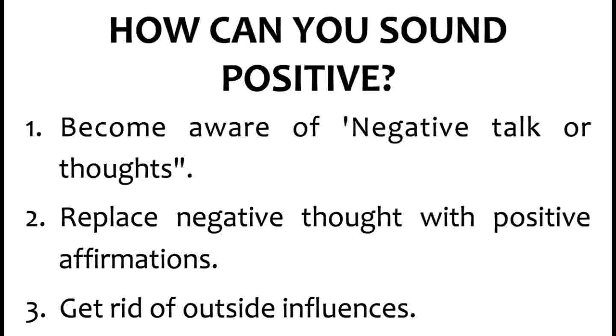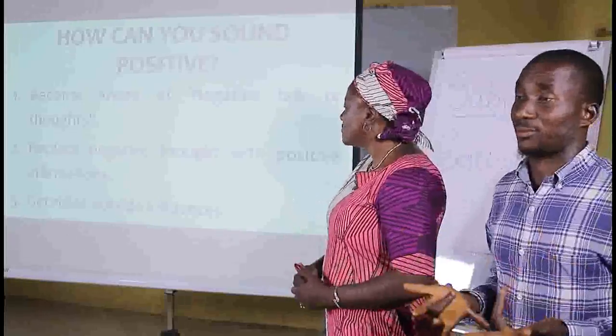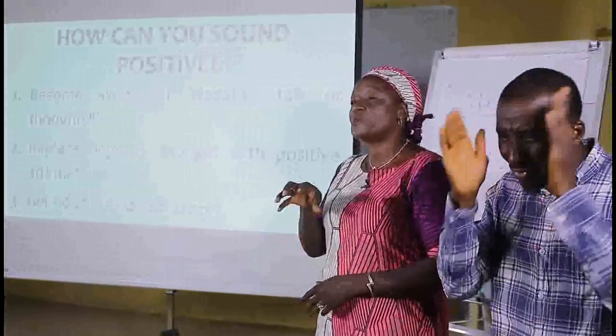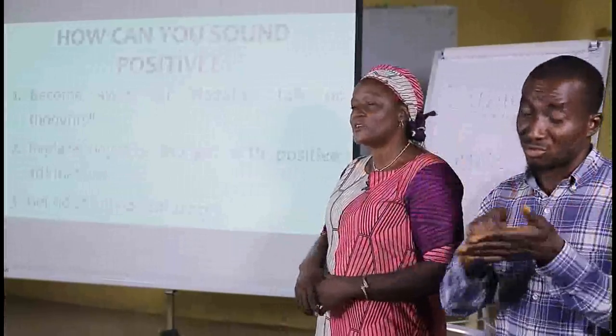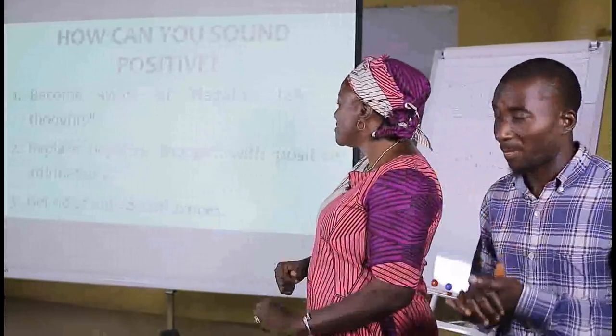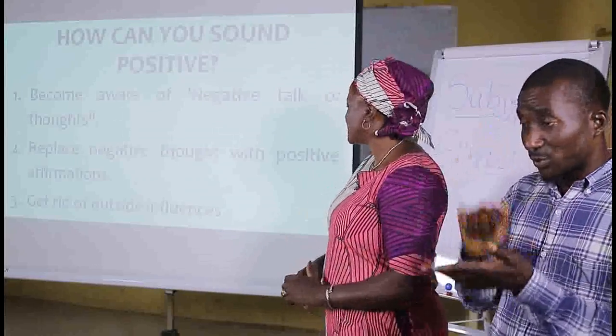Number three, get rid of outside influences. You don't have to work based on what other people feel or think. Once you are writing or speaking, it is about you. It is about what you think. It is about what you feel. So get rid of outside influences. Concentrate on yourself. Because you are speaking for yourself, you are writing for yourself, not writing about another person's opinion. So get rid of outside influences.